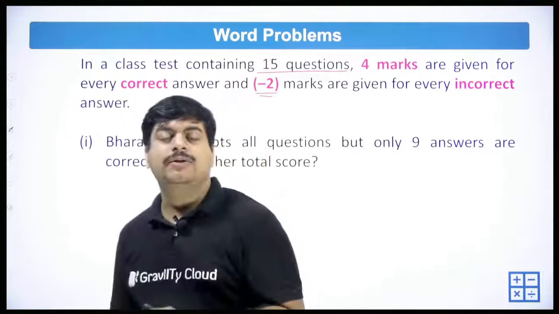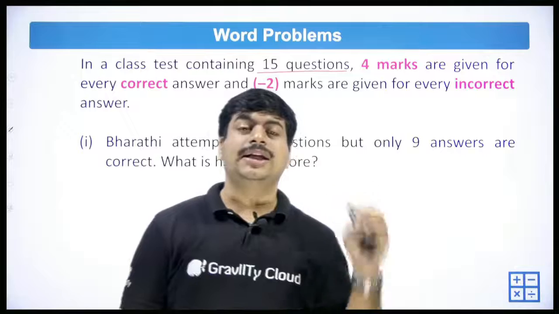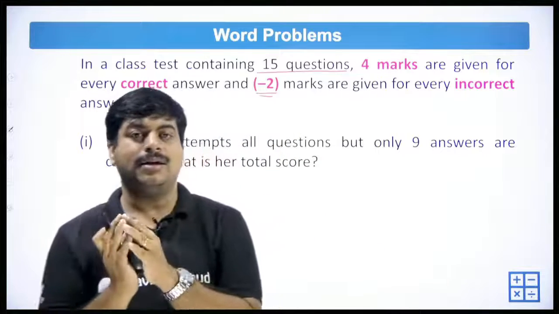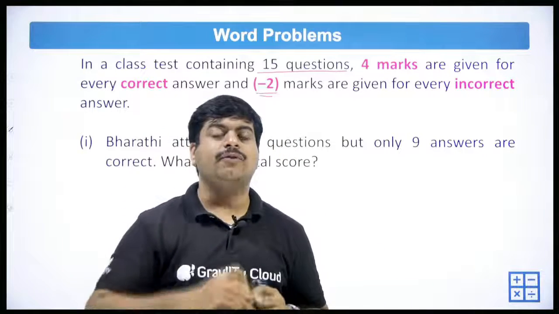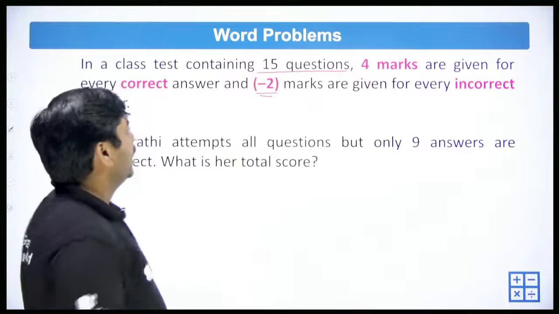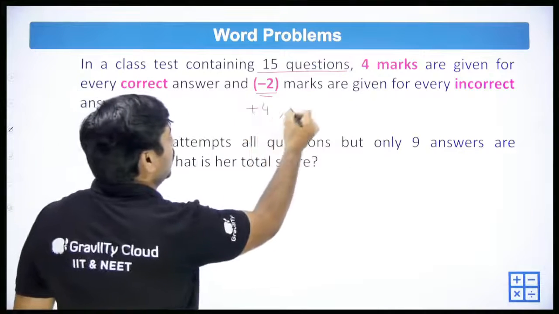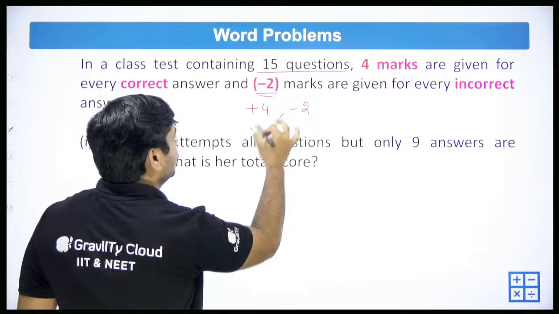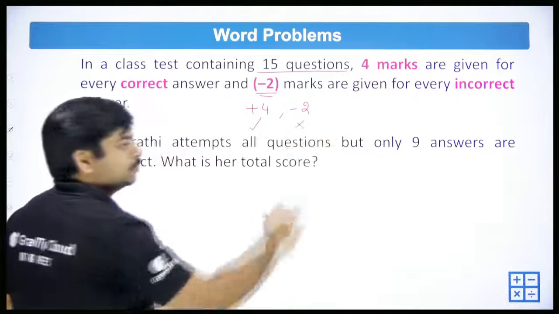It's not that you will get 0 marks for a wrong answer. Here you are having negative marking. Negative marking means if you write wrong, you will lose marks. Okay. So, plus 4 and minus 2, that is the evaluation. If you are getting a correct answer, plus 4. If you are getting a wrong answer, minus 2.